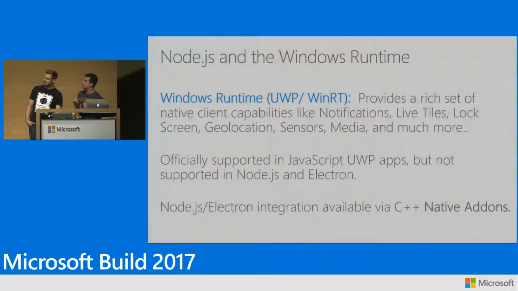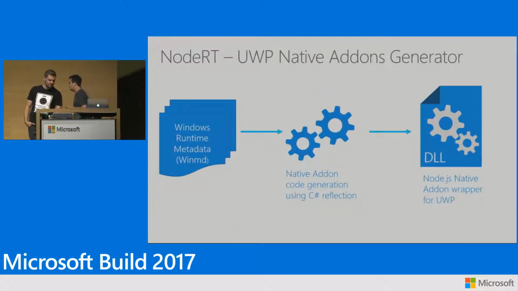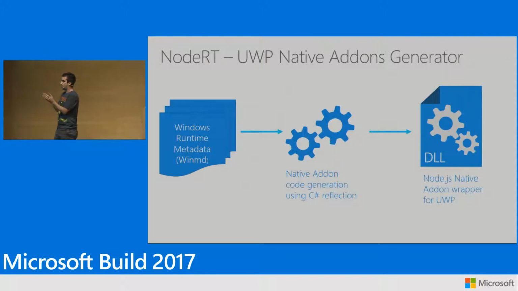OK. Here we go. So this is why we developed this thing, which is called NodeRT, which is basically a tool that can take any UWP API set, which is exposed through the Windows metadata files, called WinMD, and generate C++ code that looks like the code that I just showed you before, that can bridge between UWP and Node.js and Electron. So what actually happens under the hood is that we use C# reflection in order to read the APIs.